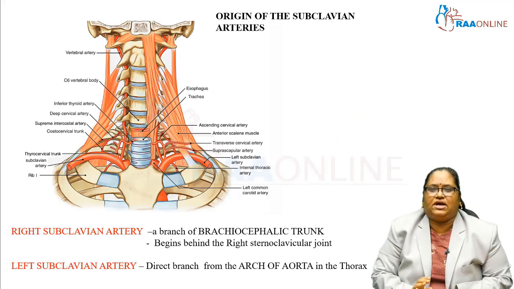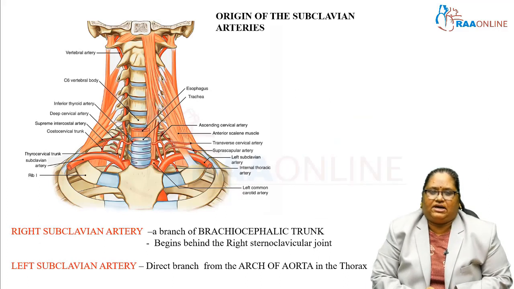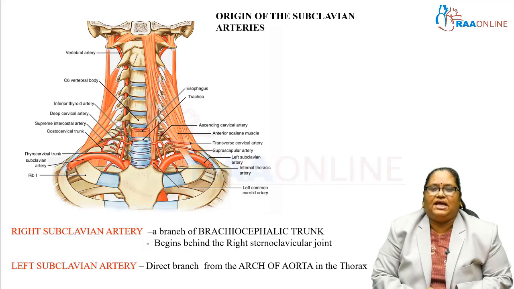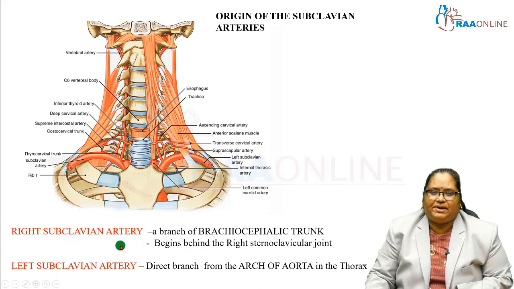Now we will see what is the origin of the subclavian artery. The right subclavian artery is a branch of the brachiocephalic trunk and it begins behind the right sternoclavicular joint. If you look at this picture, the right subclavian artery is a branch of the brachiocephalic trunk, whereas the left subclavian artery is a direct branch of the arch of the aorta in the thorax.